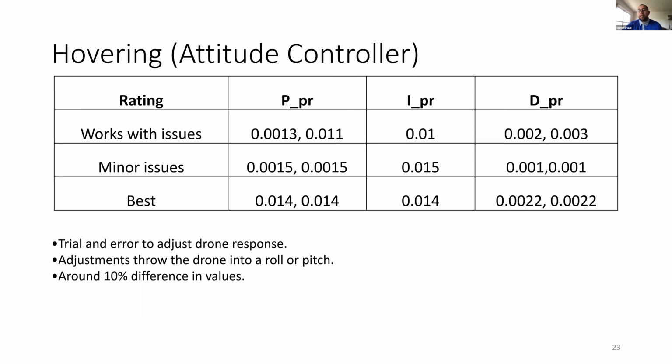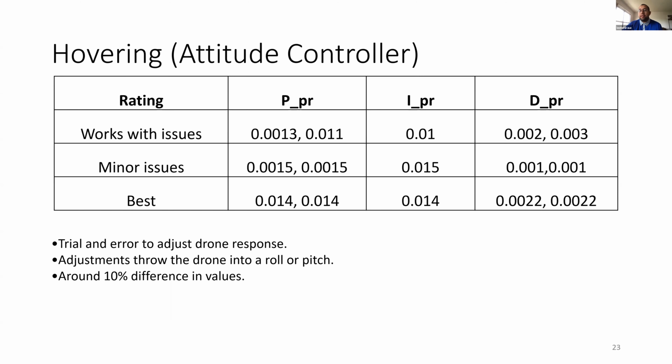So in this table, we tried hundreds and hundreds of different combinations with the PID controller. We wrote down some of the values that gave us the closest to near perfect, but we still need more work.